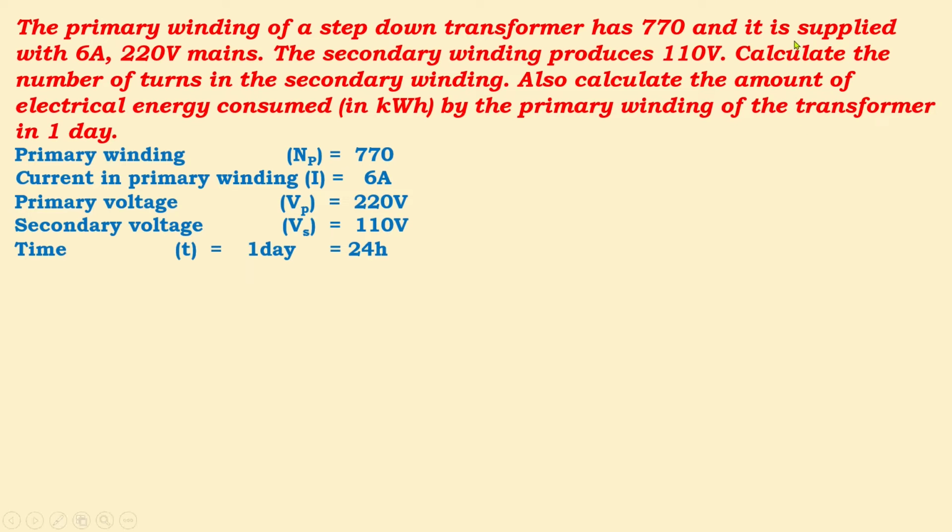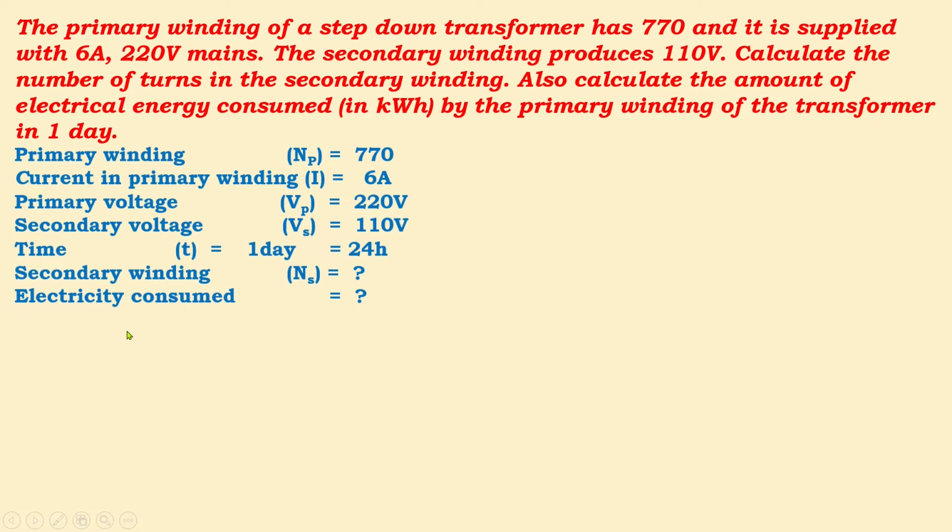Now the question is calculate the number of turns in secondary winding. And secondary winding can be represented by Ns, how many turns? And there's another question also, electrical energy consumed in primary winding. Now how to solve this numerical problem? If we have written all this given, then it becomes easy to solve the numerical problem.